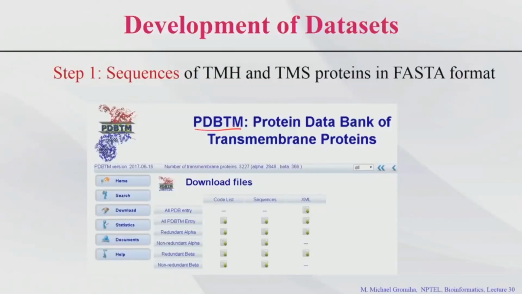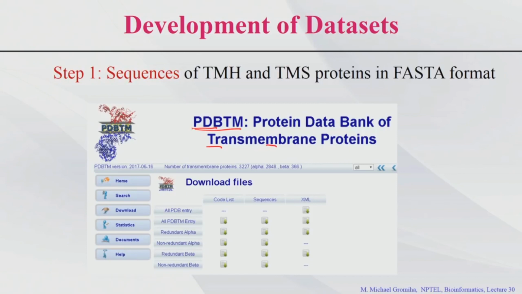Here our aim is to classify transmembrane helical and strand proteins. You can get the data from the Protein Data Bank. Also there are several databases which are specifically made for the transmembrane proteins, TM topo or PDB TM and so on. PDB TM is updated quite frequently, and there is a recent update. So, we use the PDB TM, the protein data bank of transmembrane proteins; this is how they abbreviate PDB TM.